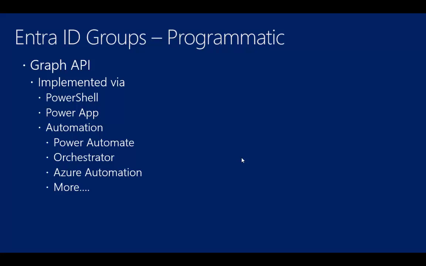The way to do that is with Graph API. I'm not going to go into detail about Graph API here, except to say that it is an option. You can implement Graph API in a number of ways. It's a PowerShell-driven thing. You can use it with Power Apps. You can use automation tools, Power Automate, Orchestrator, Azure Automation, etc. Lots of ways that you can do it.